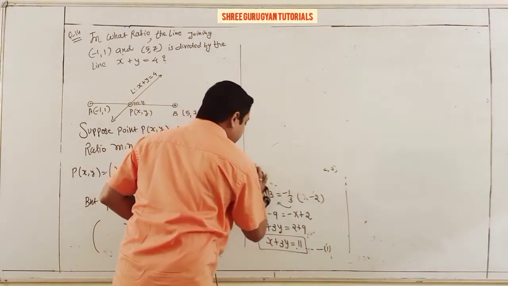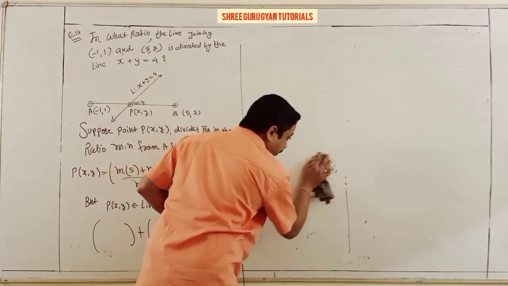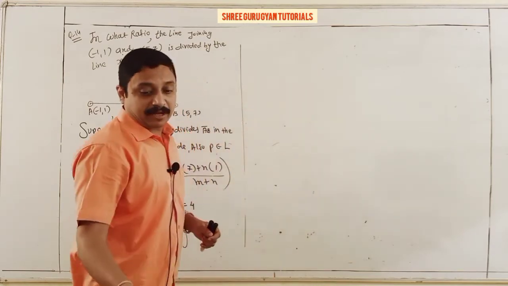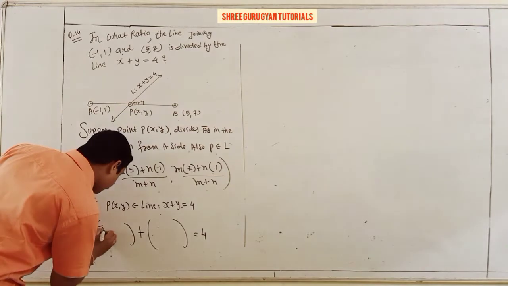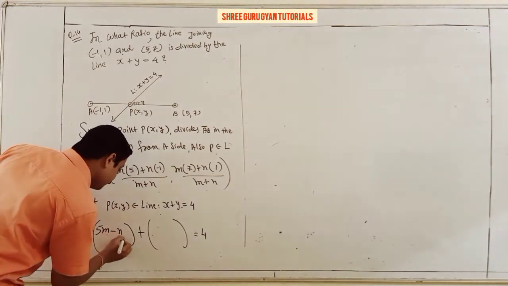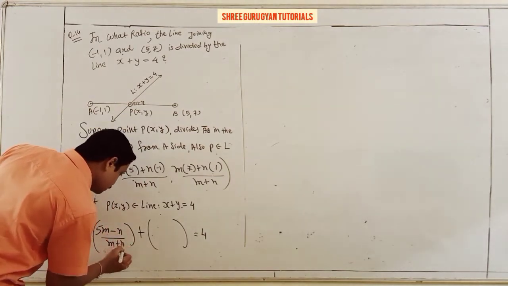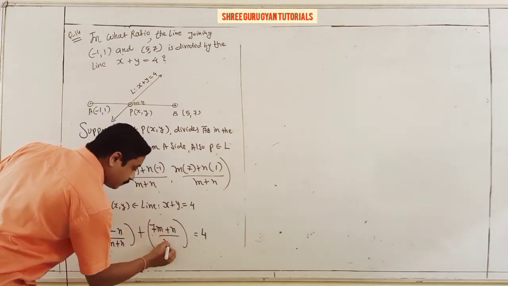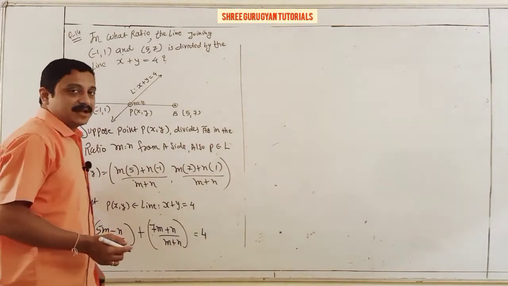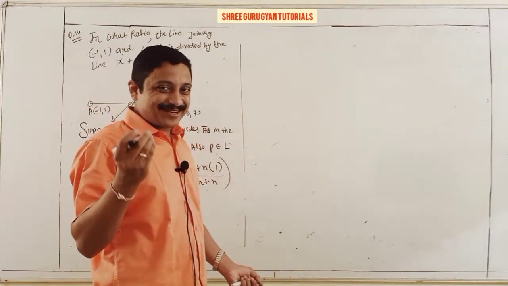So I just apply one by one the m and n values. My m by n value, m and x is (5m minus n) by (m plus n), same as (7m plus n) by (m plus n). Now LCM and cross multiply.